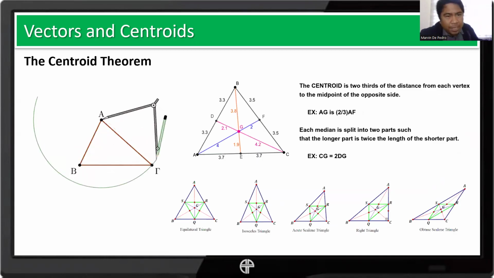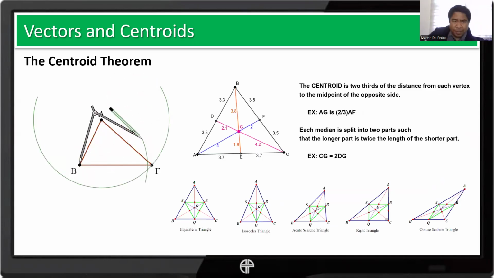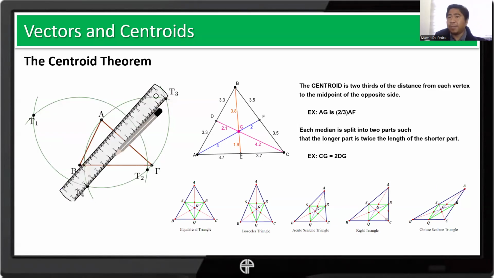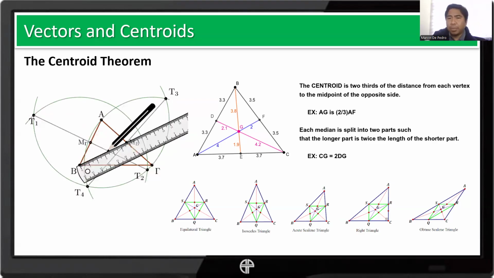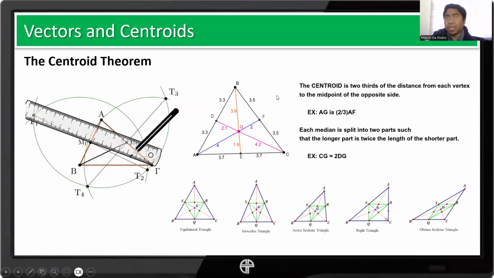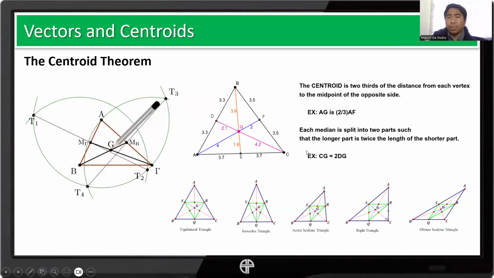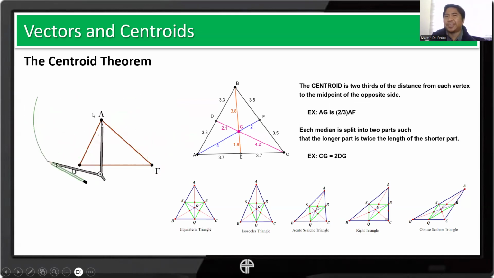So in the meantime, let's try to understand how centroids are derived. In triangles, it is very easy because the centroid is two-thirds of the distance from each vertex to the midpoint of the opposite side. How did mathematicians come up with this theory? You can observe the animation.